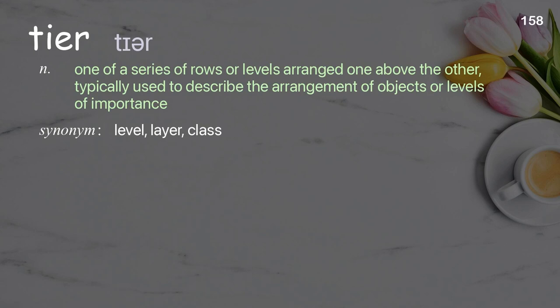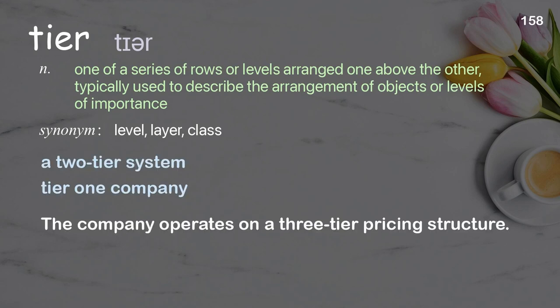Tier: one of a series of rows or levels arranged one above the other, typically used to describe the arrangement of objects or levels of importance. Examples: a two-tier system, Tier 1 company. The company operates on a three-tier pricing structure.